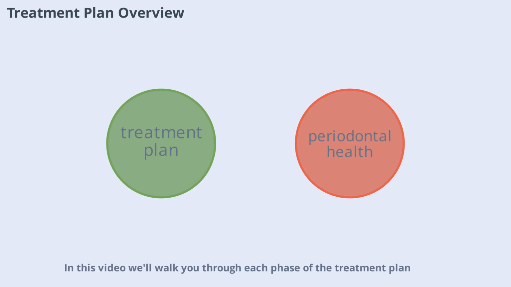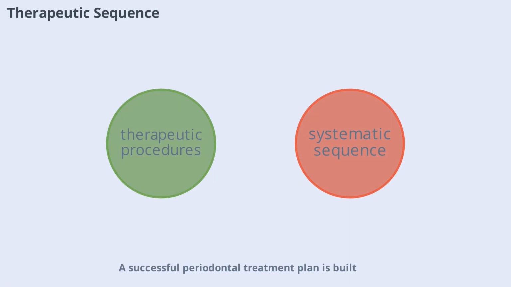In this video, we'll walk you through each phase of the treatment plan, highlighting the importance of structure and logical progression. A successful periodontal treatment plan is built on a well-defined sequence of therapeutic procedures. Each phase is designed to address specific needs, from emergencies to maintenance.